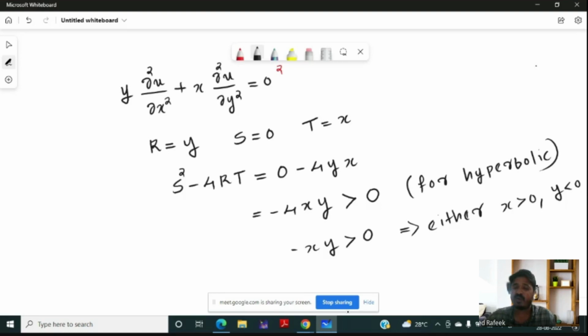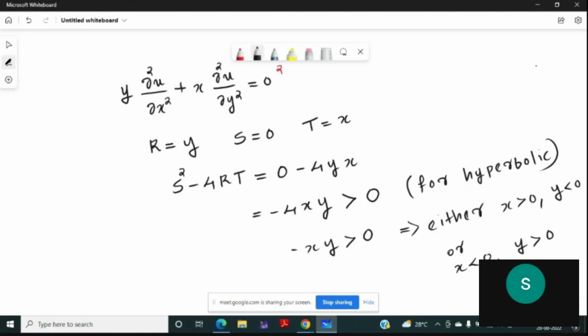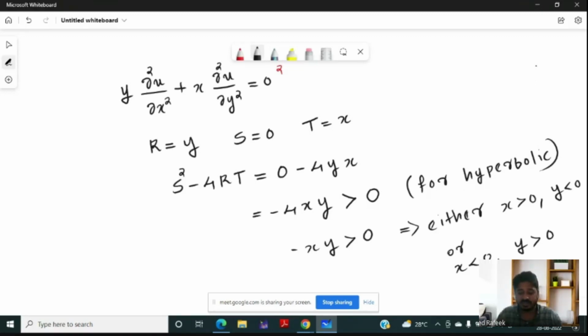X greater than 0 and y less than 0, or x less than 0, then y should be greater than 0, and then −xy is greater than 0. That means x greater than 0, y less than 0 is the fourth quadrant, and x less than 0, y greater than 0 is the second quadrant. So which option is correct? Option 1 is the correct answer.